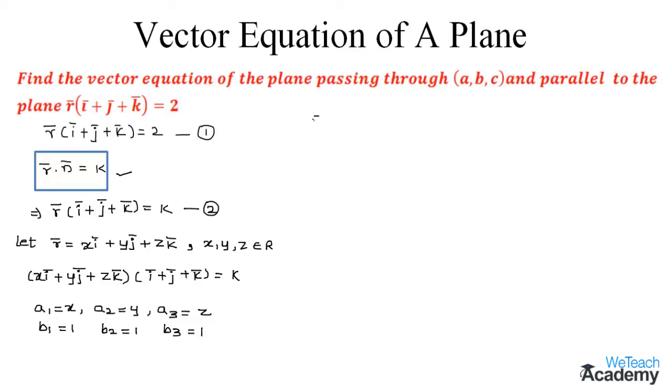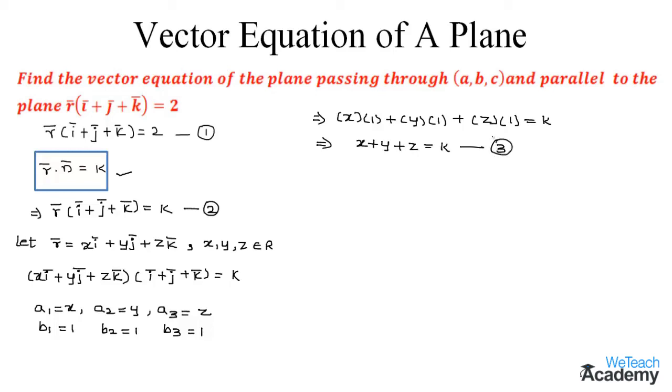Now let us find the dot product of these two vectors. So it would be a1 into b1, which would be x into 1, plus a2 into b2, which would come as y into 1, plus z into 1 is equal to k. That implies we get this equation as x plus y plus z is equal to k. Now let us consider this as equation 3.